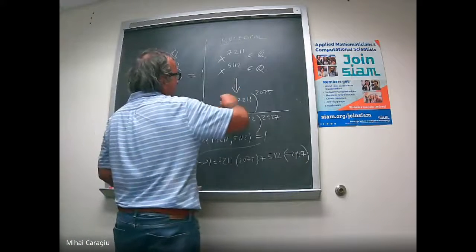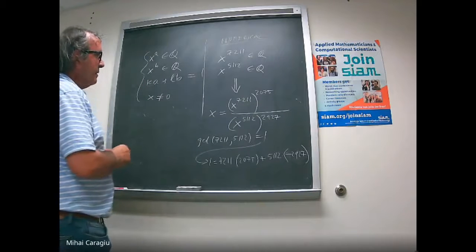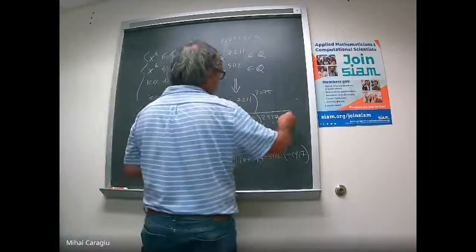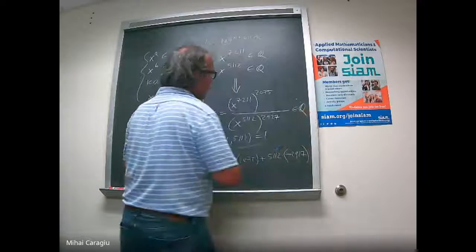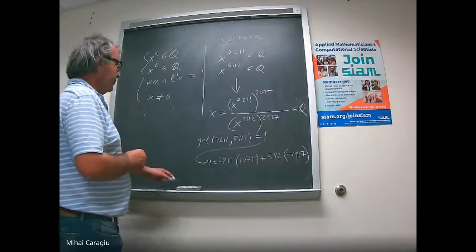And of course, we already know that we eliminate the trivial case, x is not 0. So x belongs to the rational numbers anyway. Okay.